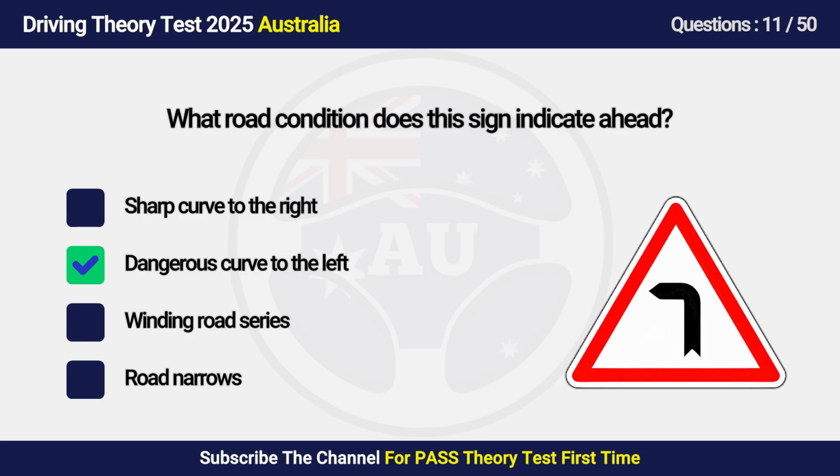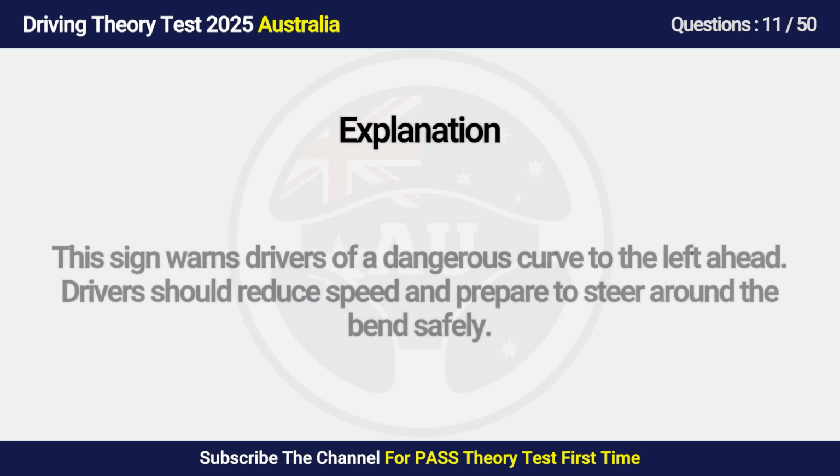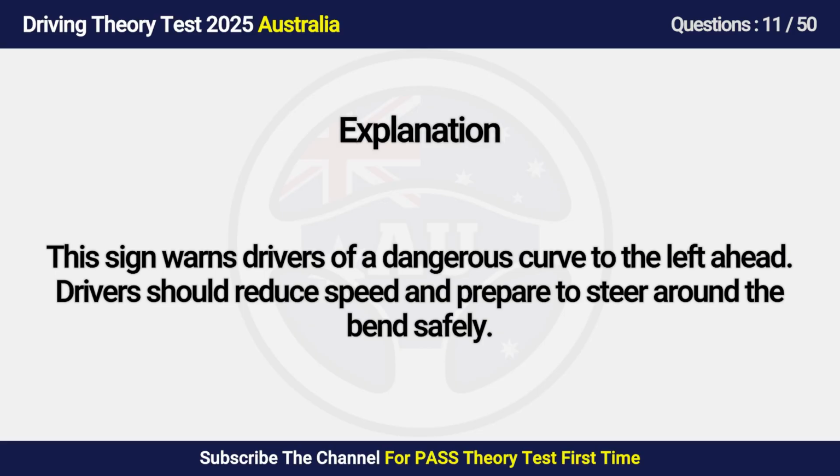Answer is B. Dangerous curve to the left. This sign warns drivers of a dangerous curve to the left ahead. Drivers should reduce speed and prepare to steer around the bend safely.